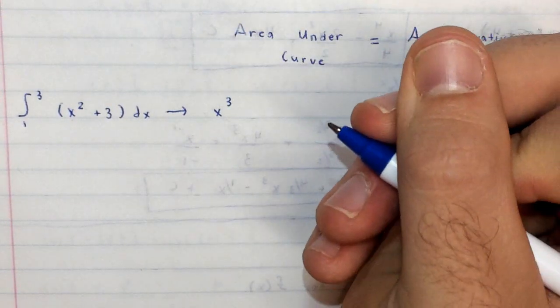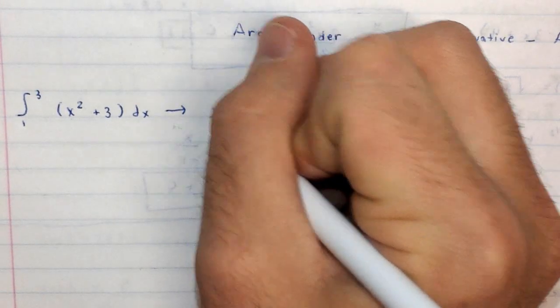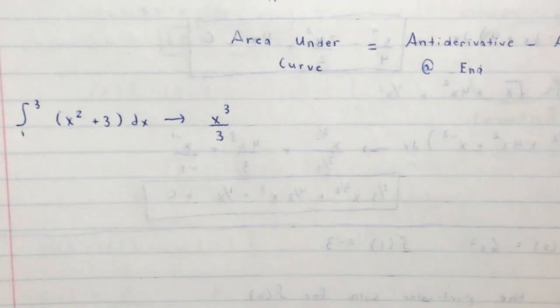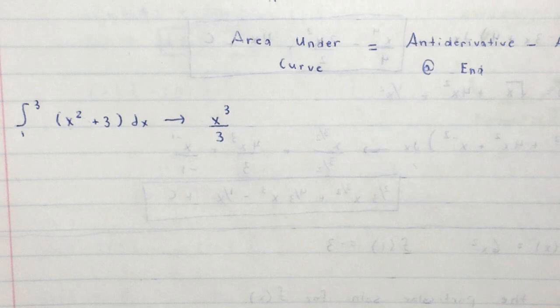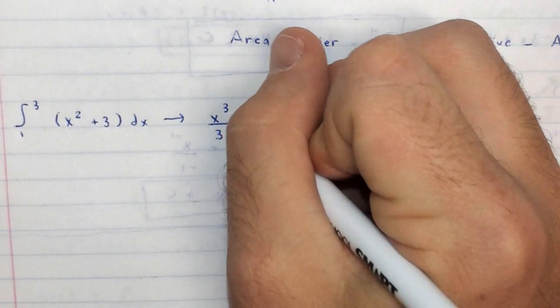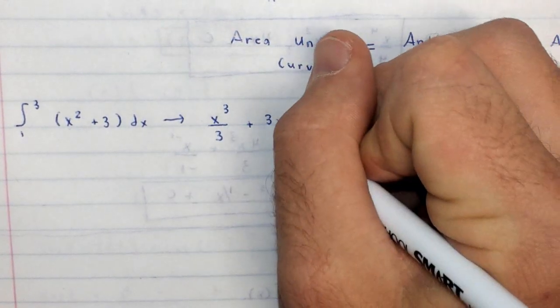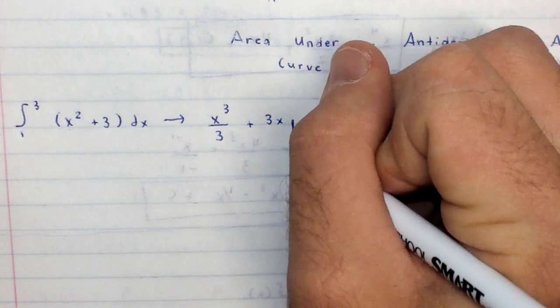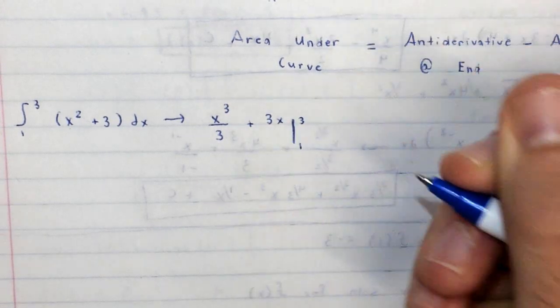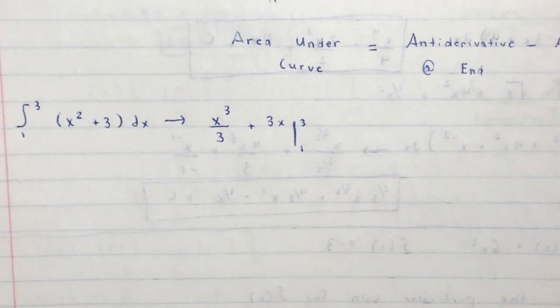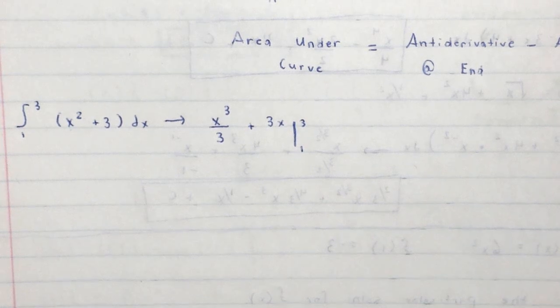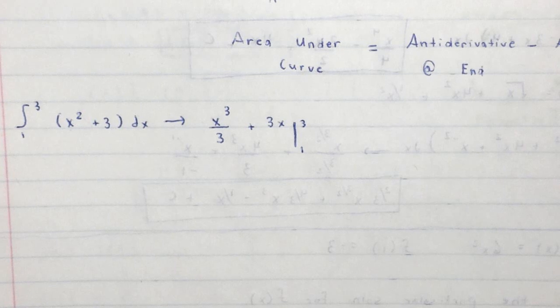X to the third divided by 3. Integral of 3x. Now, I'm going to include this bar at the end. This bar says, great, I have integrated, but I have still yet to evaluate and plug in 1 and 3. It's just a notation saying, I've done the integration step, but I have not plugged anything in.